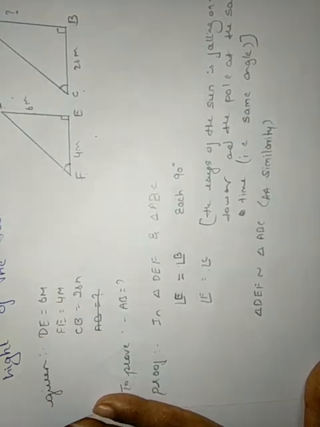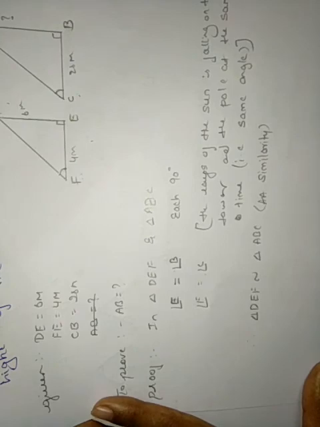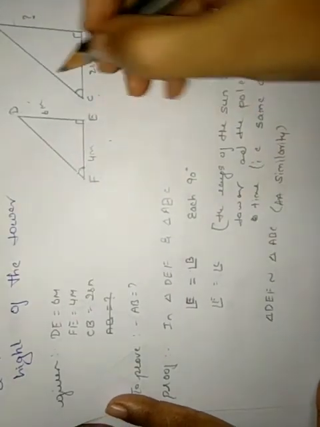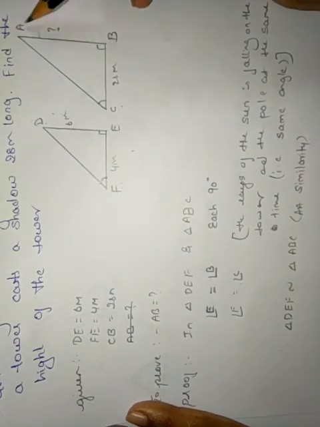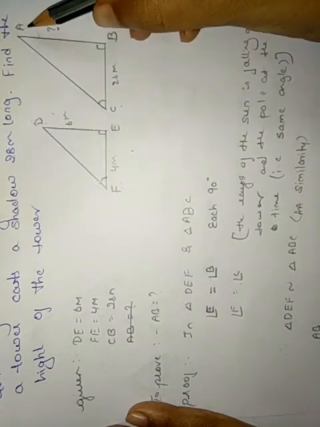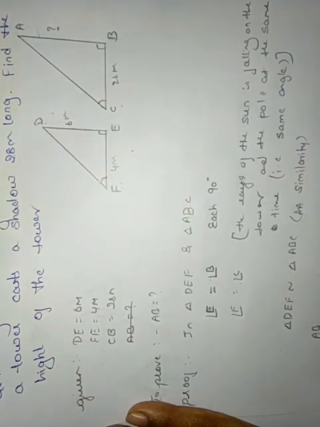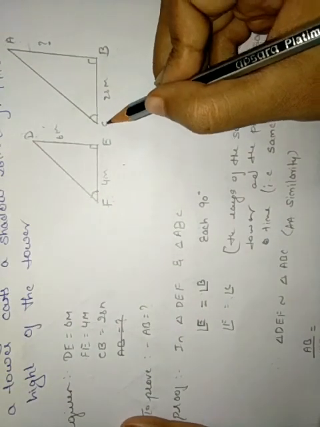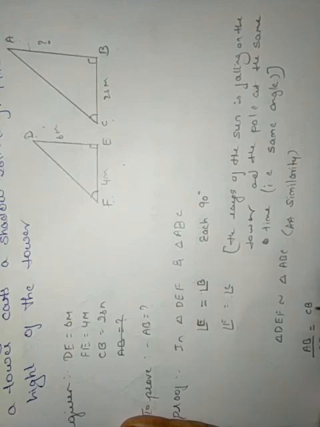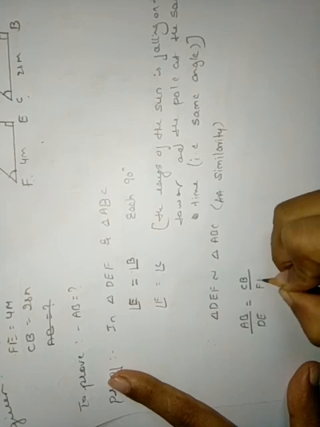If these two triangles are similar, then their corresponding sides are in the same ratio. So we can write, here we need to find AB, right? So we have to write AB at the numerator place. Then the corresponding side for AB is DE. Equals, first we have written AB side, so we have to take here CB only. CB divided by FE.